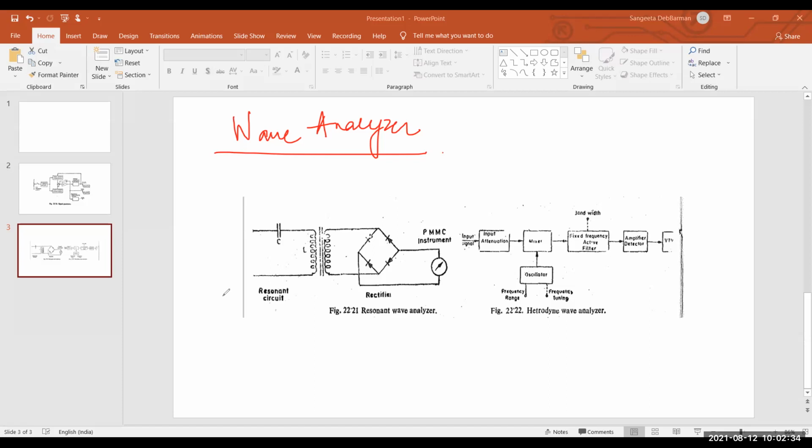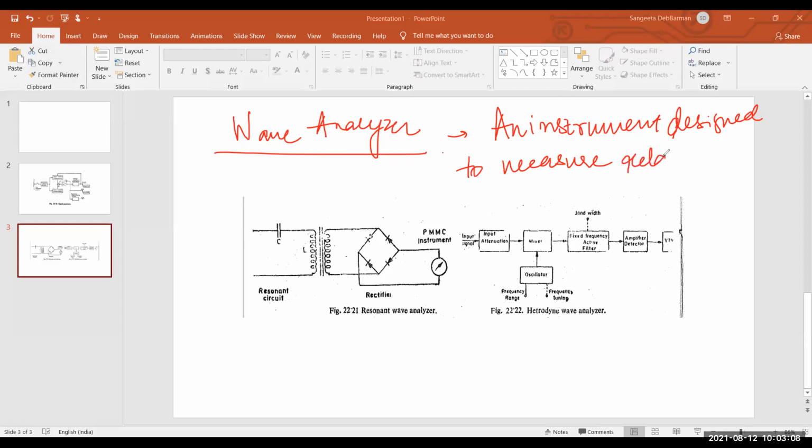Now, what is a wave analyzer? A wave analyzer is, in fact, an instrument that is designed to measure the relative amplitudes of single frequency components in a complex waveform. So simply, what is a wave analyzer? It is an instrument that is designed to measure relative amplitudes of single frequency components in a complex waveform.